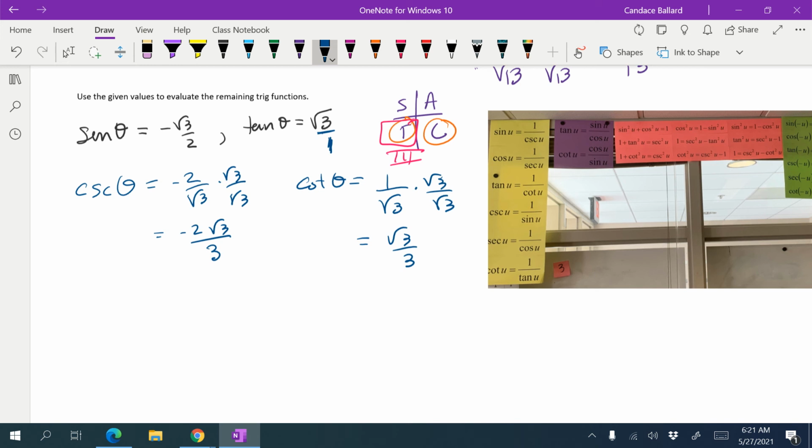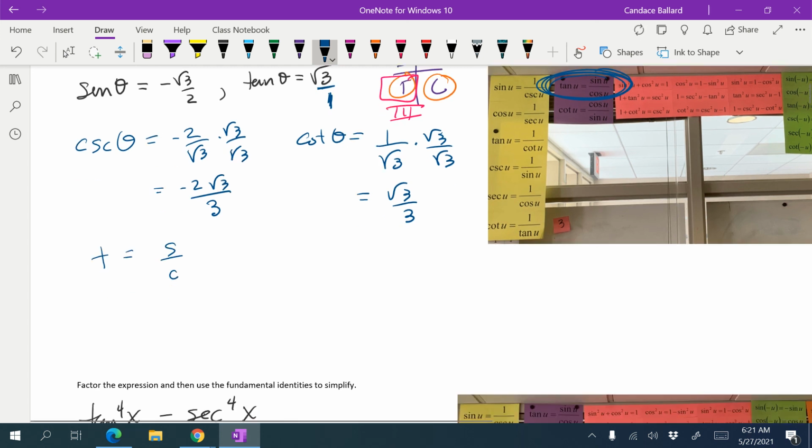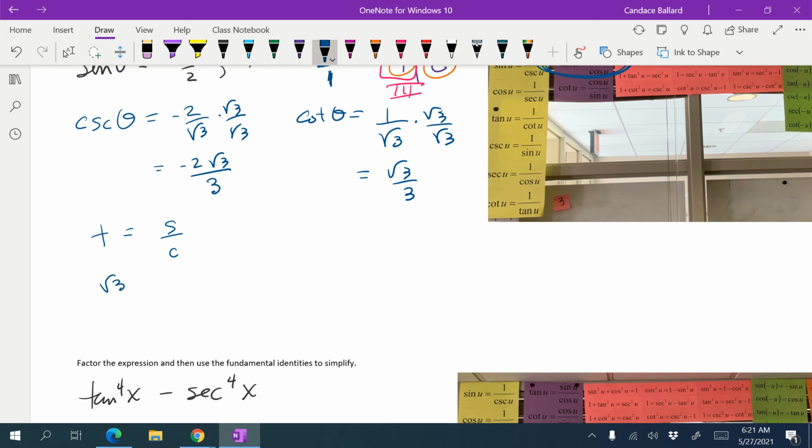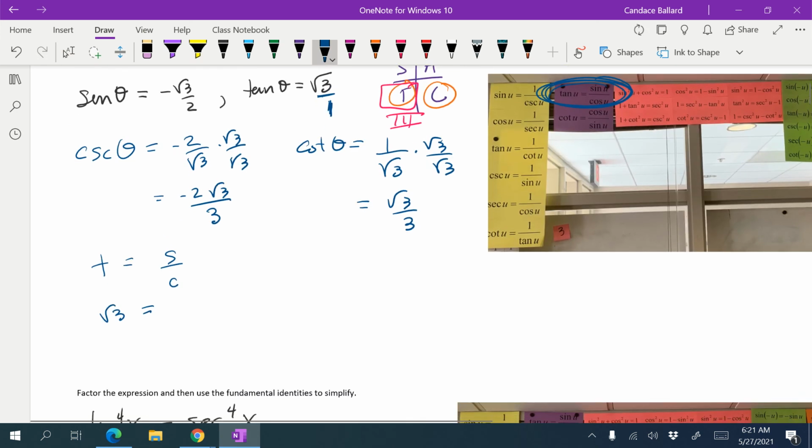I'm going to do this one a little differently than I did the last example. I'm going to use a quotient identity to help me get to my cosine, rather than using a Pythagorean identity. So my quotient identity that I'm going to use is this one right here. So I know that the tangent equals the sine divided by the cosine. I know my tangent is square root of 3. I know my sine is negative square root of 3 over 2 divided by the cosine of theta.